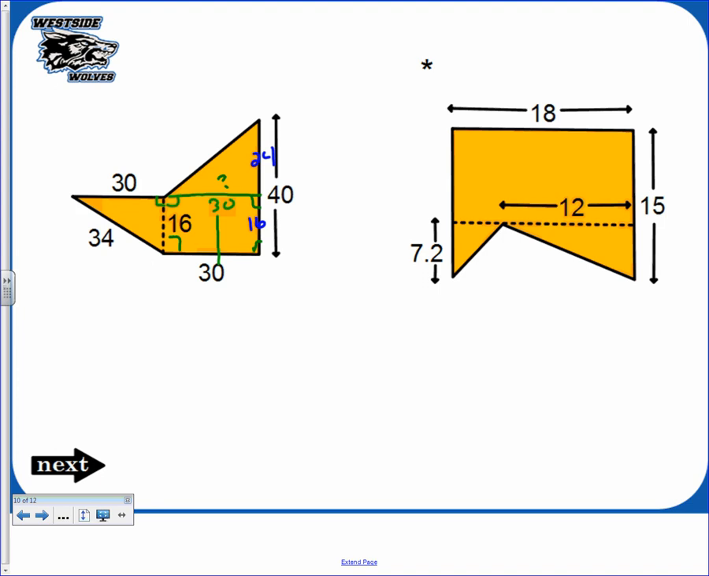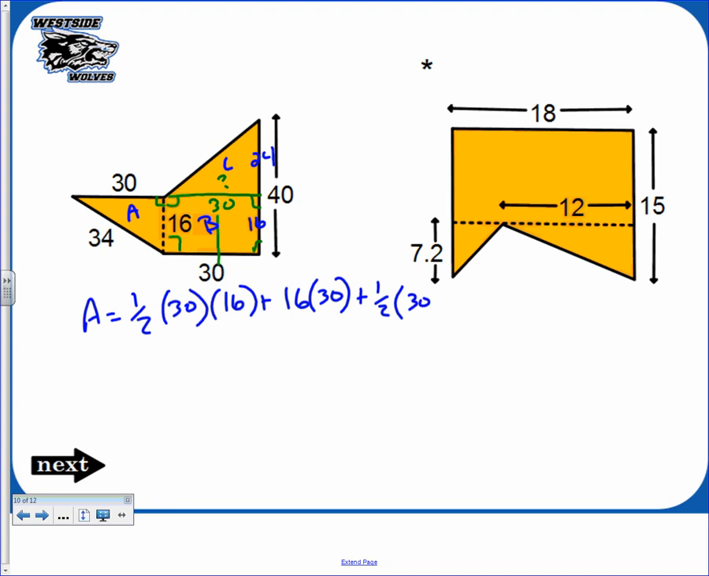All right, so now we got the 24 there. Now that we've got all this done, we can go back in and find the area of each piece. So we have part A, part B, and part C here. So area is equal to A, which is a triangle, 1/2 times 30 times 16, plus area B, which is just a rectangle, which is 16 times 30, plus area C, which is 1/2 of 30 times 24. Because this is also a right angle right there.